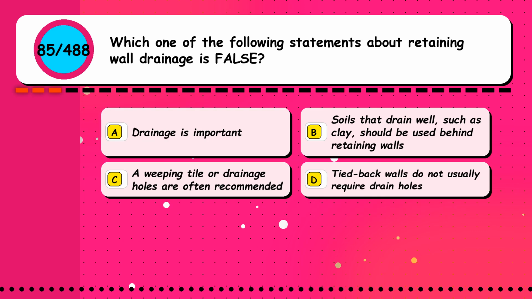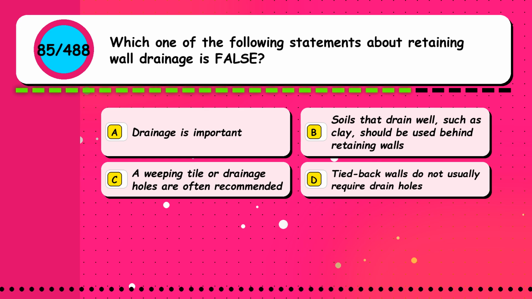Which one of the following statements about retaining wall drainage is false? Option A, drainage is important. Option B, soils that drain well, such as clay, should be used behind retaining walls. Option C, a weeping tile or drainage holes are often recommended. Option D, tied back walls do not usually require drain holes.